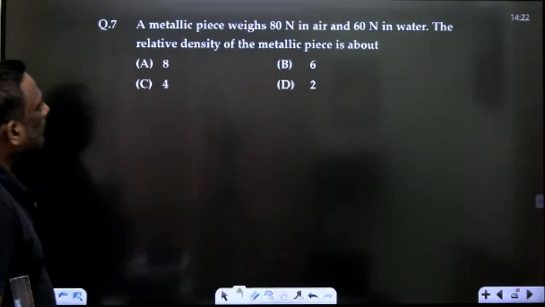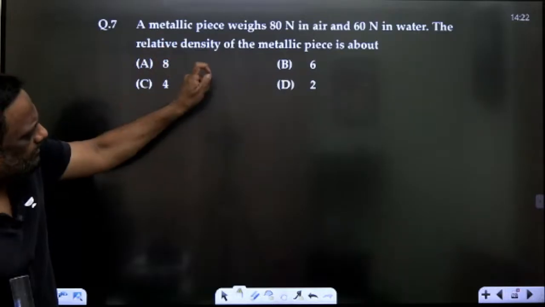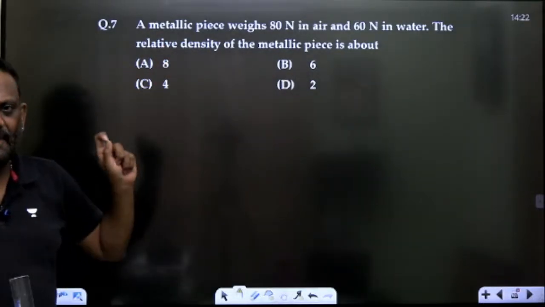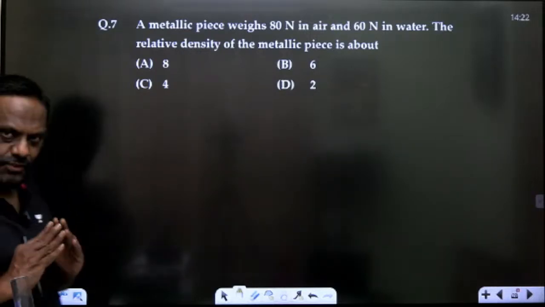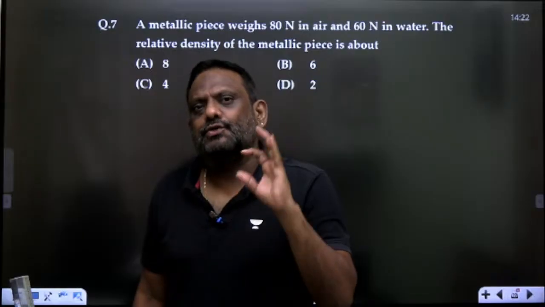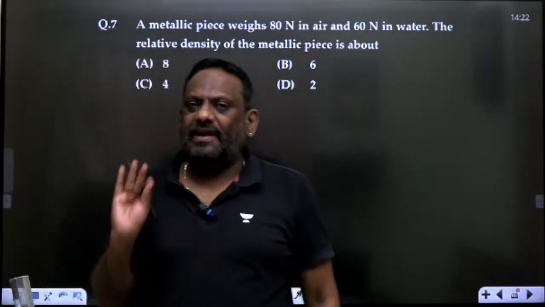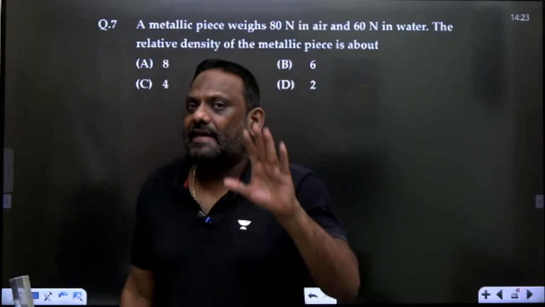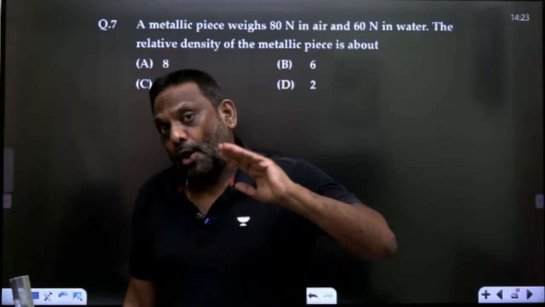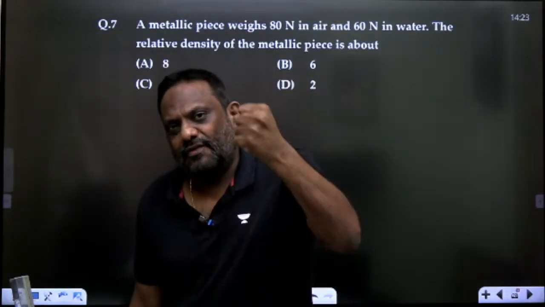Next. A metallic piece weighs 80 Newton in air and 60 Newton in water. The relative density of metallic piece is, okay, my dear students, why do you think there is a weight loss? The weight loss is due to buoyancy. So therefore, which one will give you correct weight or correct mass? When you are weighing in air. Why? Because in air, as the density of air is less, buoyancy effects are negligible. So you will get the correct weight of the body when it is weighed in air.